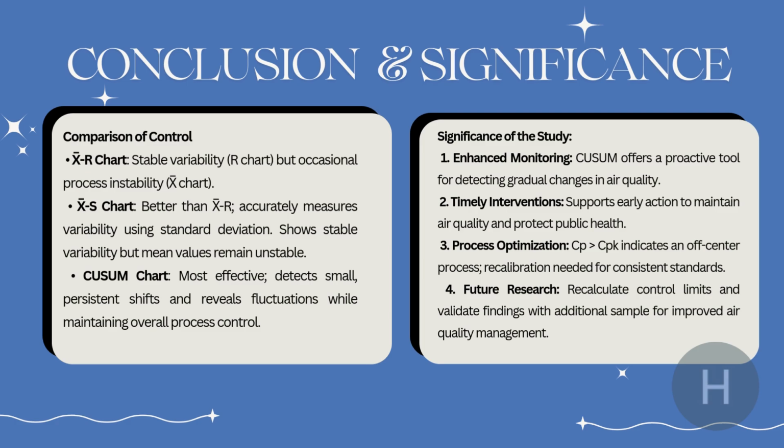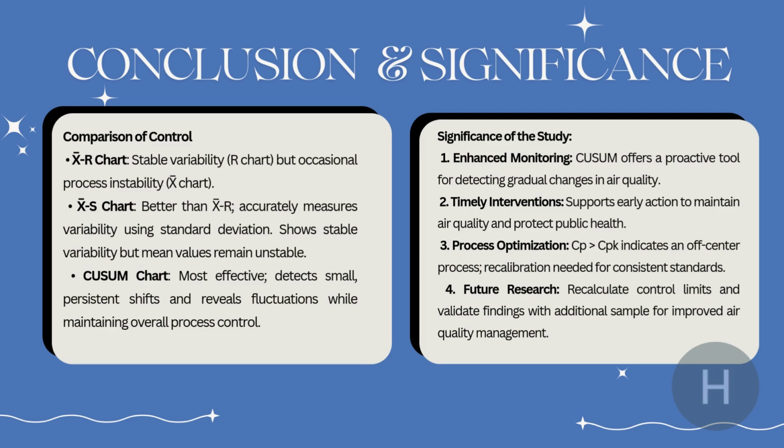To conclude, the study compared the variable control charts X-bar R and X-bar S with the Q-sum control chart to assess ozone air quality data. The X-bar and R chart showed stable variability in the R chart, but exhibited occasional process instability in the X-bar chart, while the X-bar and S chart performed better than X-bar R, as it accurately measured variability using standard deviation, but it also revealed instability in the process mean.